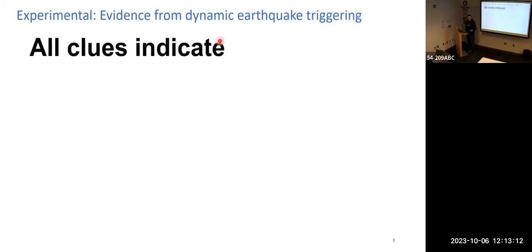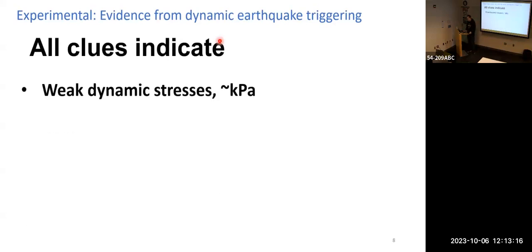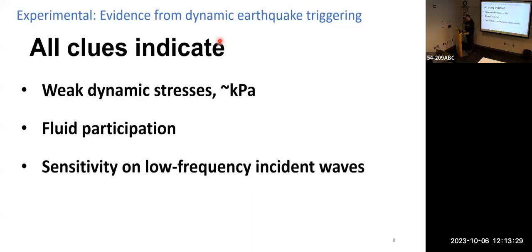And from the observations, we now can have some basic thoughts. First, weak dynamic stress can trigger earthquakes remotely. Second, fluid participation is very important, from Hill's and others' observations. And third, remote triggering is more sensitive to low frequency signals.